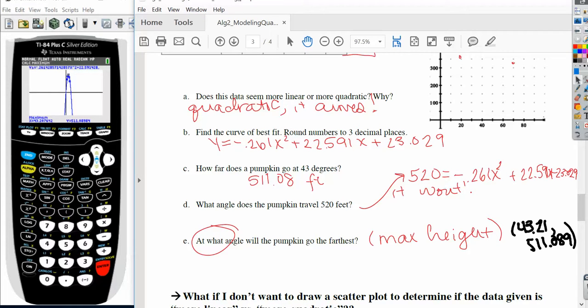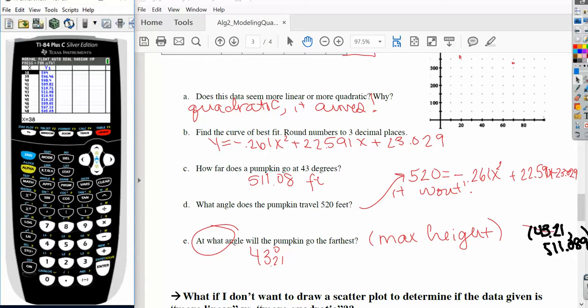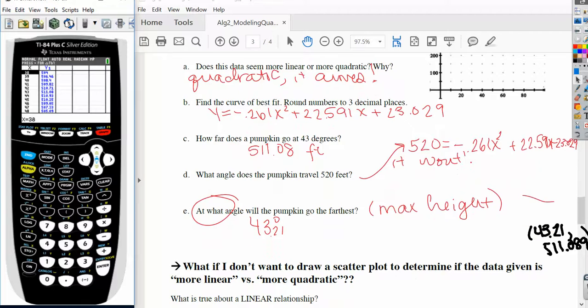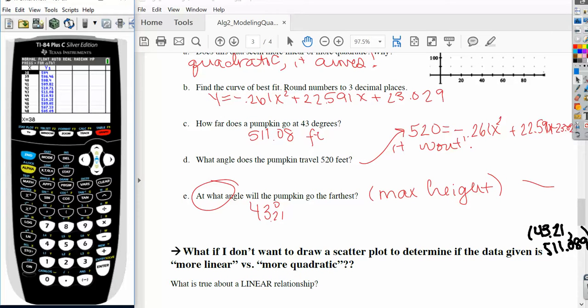Angle is represented by x. So that's at 43 degrees, about. Okay, 43.21 degrees if you want to be exact. Again, you didn't have to do that. You could have gone second graph and said, okay, it goes up to 511 and it goes back down, which means this right here has to be my vertex, because your vertex is where it changes from increasing to decreasing. So that's 43 degrees as well. So it's whatever method you want to do. You could have also done it by hand if you wanted to.